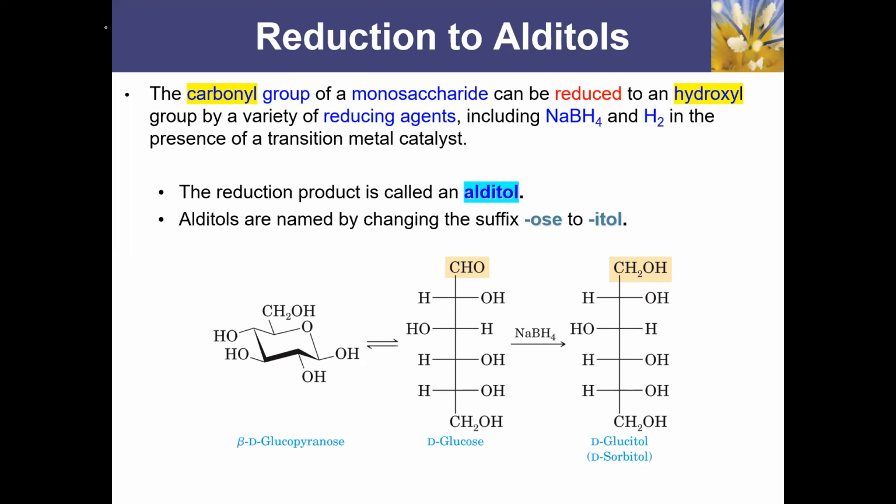Okay. So now we'll talk about a few reactions of these monosaccharides. Now we'll talk about the alditols, how the alditols are formed. We know that the monosaccharides have the carbonyl group.